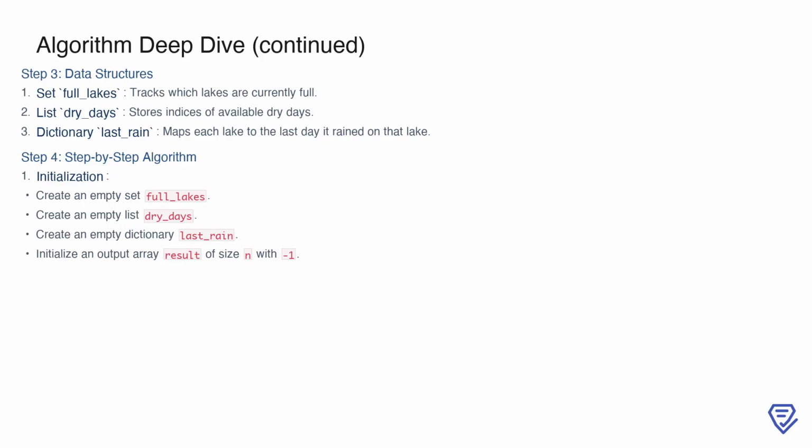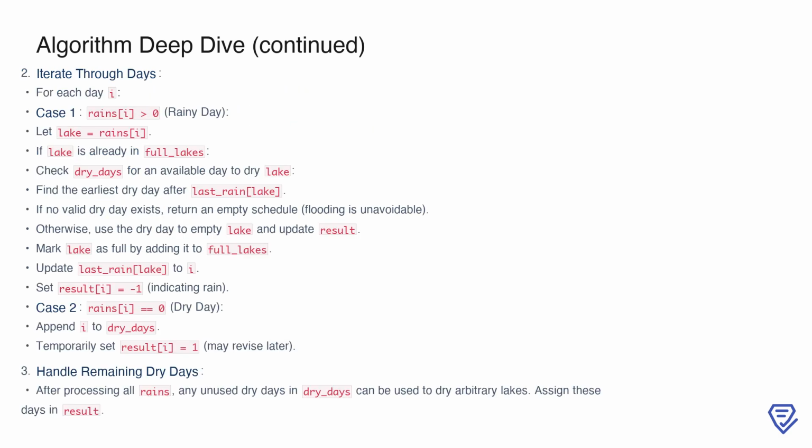At the beginning of the algorithm, we initialize these structures. We also create an output array called result, where each element corresponds to a day. Initially, this array is filled with -1, and we will update it as we determine the drying schedule. Now, we process each day in the rains array. If it rains on a particular day, we check whether the lake receiving rain is already full.